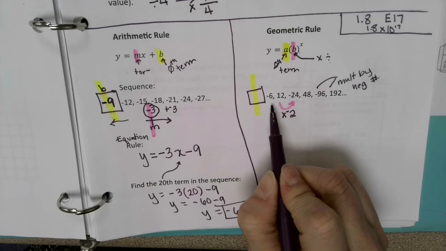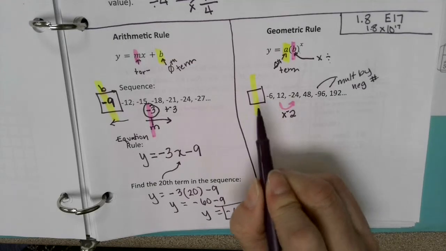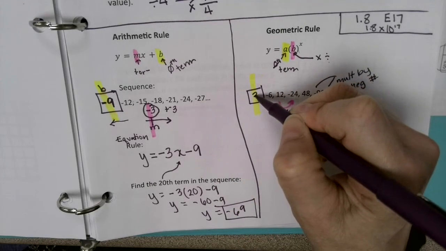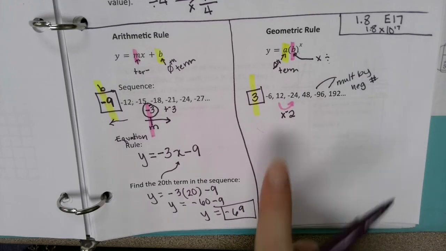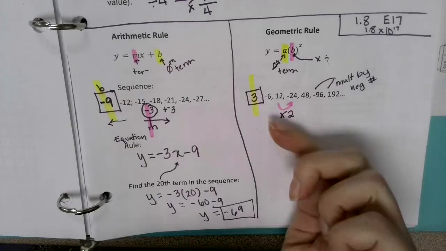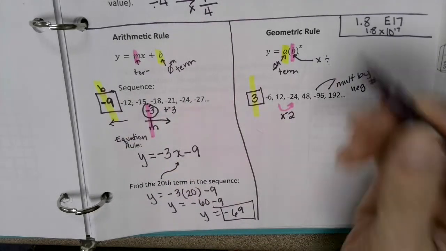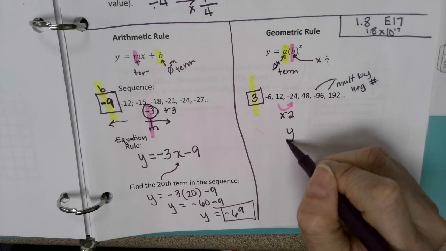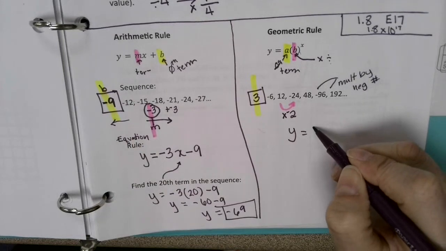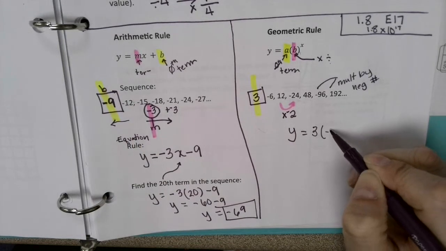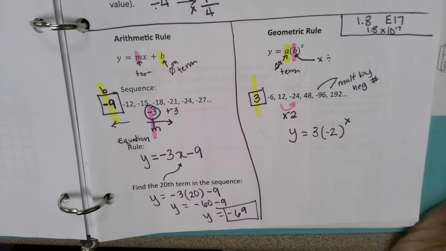And if it multiplies by 2 this way, that would have to be 3, because 3 times negative 2 will give me negative 6. So if you work this way, it's multiplying. If you work that way, it would be divide. So I'm going to write my equation, y equals, or my rule, which is an equation, y equals 3 times negative 2 to the power of x.